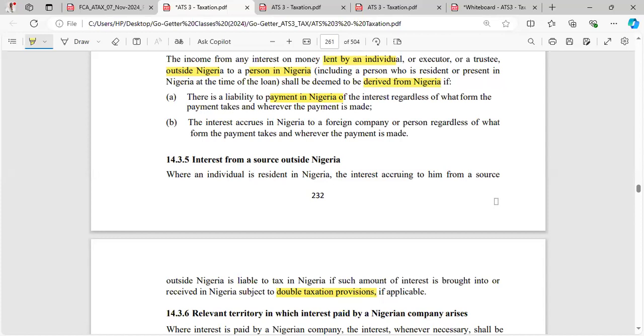Maybe you gave out a loan to a foreign company and they are paying you in Nigeria, even in your domiciliary account. Now, that interest is chargeable to tax. Unlike dividends, which are exempt from tax if you are earning them from outside and bringing them to Nigeria, interest is chargeable to tax.